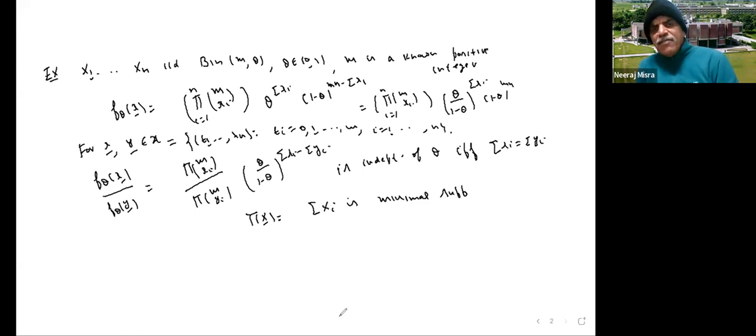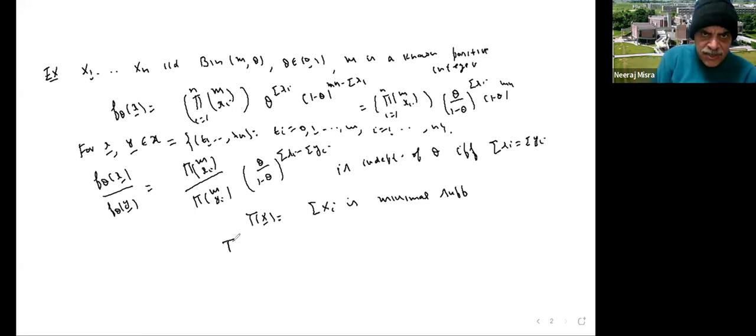So I have to see whether it is complete or not. For that, I need to know the distribution of summation xi. Summation xi, I know, is binomial. Each xi is Binomial(m, θ). So summation xi would be Binomial(mn, θ).